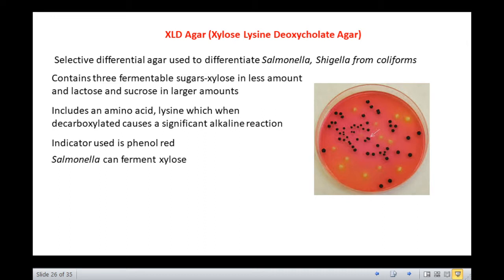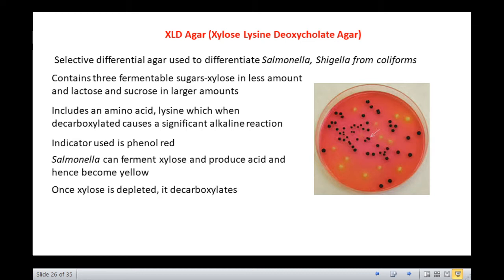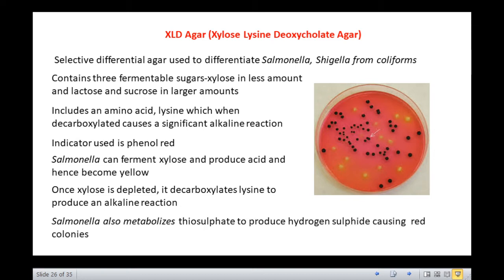Salmonella can ferment xylose and produce acid and hence become yellow. But once xylose is depleted, it decarboxylates lysine to produce an alkaline reaction which over-neutralizes any acid produced by xylose fermentation. Salmonella also metabolizes thiosulfate to produce hydrogen sulfide, which causes the red colonies to become black-centered, as can be seen in the picture here.